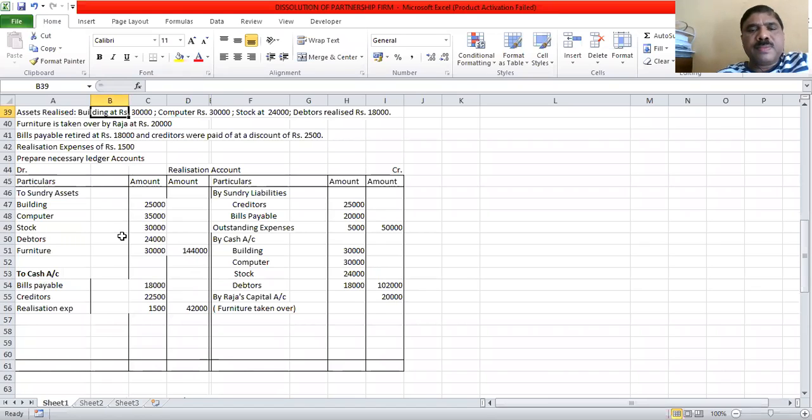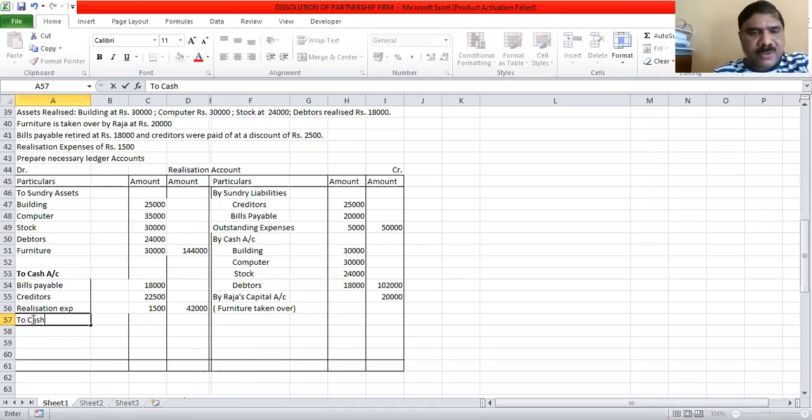Understood? Yes, sir. Now you see creditors are paid off, bills payable are paid off. Realization account: do you pay the outstanding expenses? 1,000. You have to pay it. Yes, sir. You can add it in this also, or you can write separately. I am writing separately.